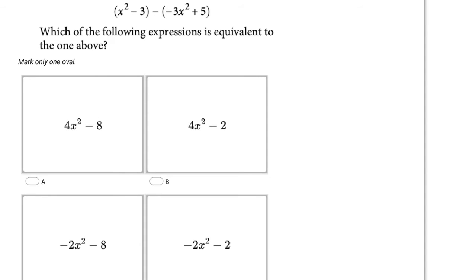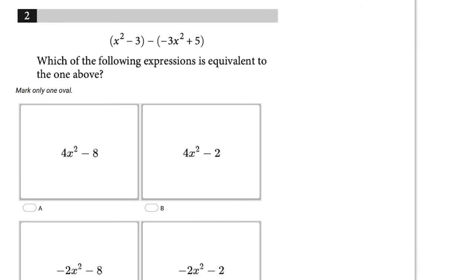Question 2, a simple distributing problem here. It doesn't say simplify, but that's what it means. Which one is equivalent to? So we're going to distribute that negative. Let's see if I can undo those erasers. There we go. We'll distribute that negative. So it's x squared minus 3. That's the stuff that was already there. And then as I distribute, I'll do it in red so you can see it, it becomes positive 3x squared and negative 5. So now we just have to add like terms.